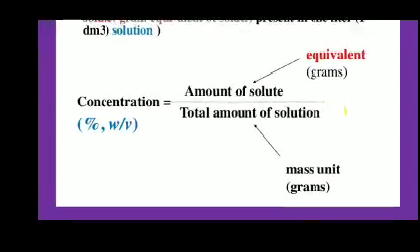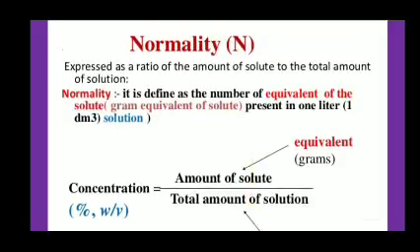Mass of amount of solute. Normality is defined as the number of equivalents of the solute present in 1 liter of solution. The gram equivalent weight of the substance present in 1 liter of solution is called normality. Concentration is equal to the amount of solute by total amount of solution, expressed as a ratio of the amount of solute to the total amount of solution.